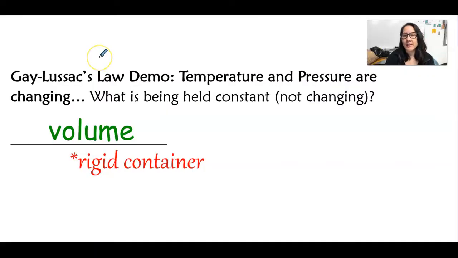This law is called Gay-Lussac's law, and that is temperature and pressure when volume is being held constant. So when you see words like rigid container, that means that the volume can't change. It's like a steel container, or it's made of metal, or it's something that's not flexible like a balloon. So let's look at some demonstrations.